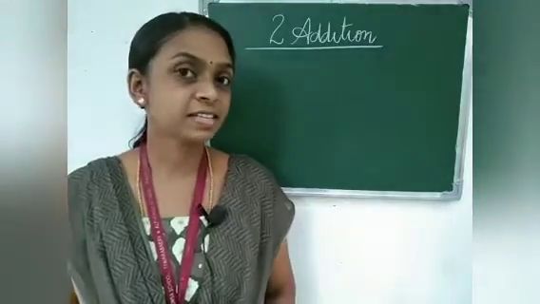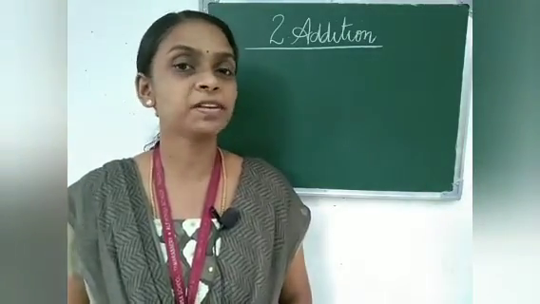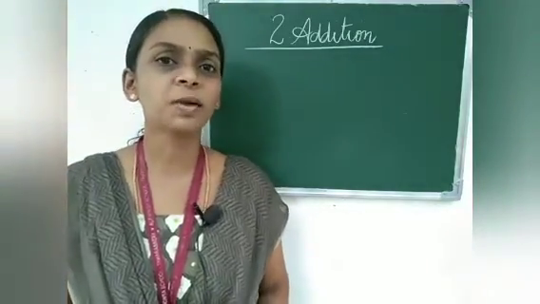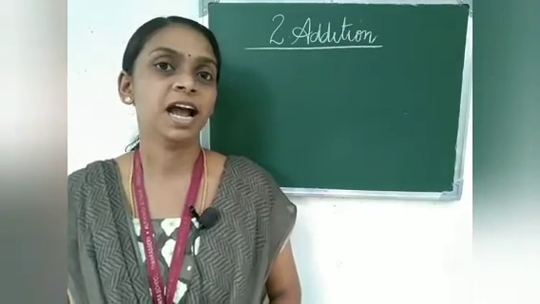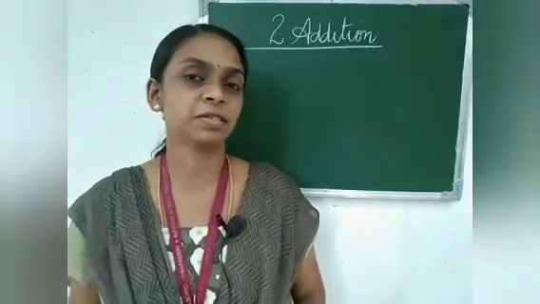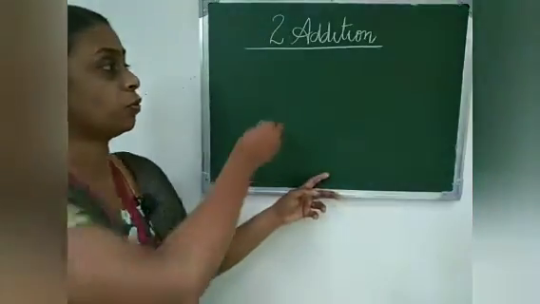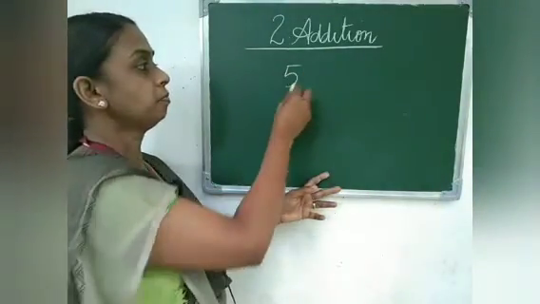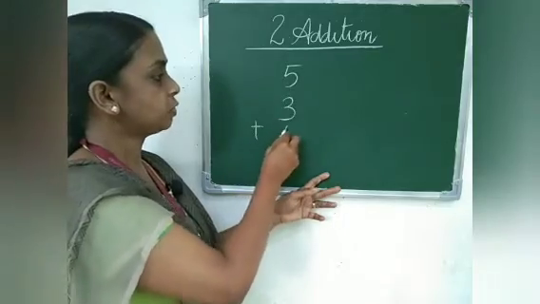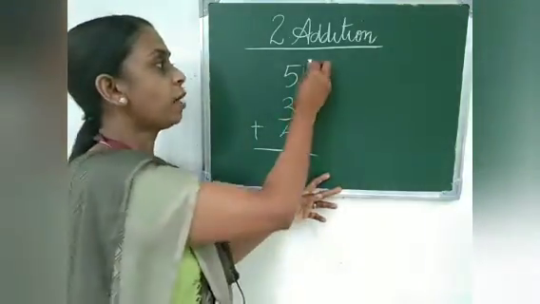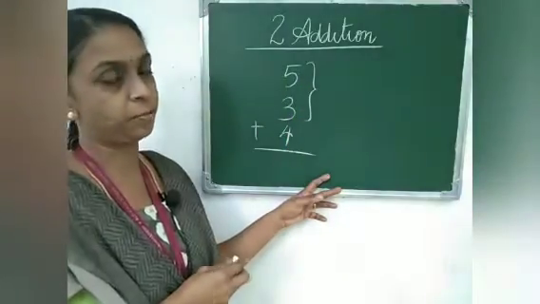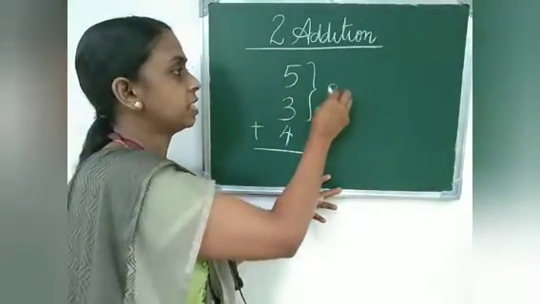Our next lesson is addition. That is the second chapter, addition. What do we learn in the chapter addition? First we learn addition of 3 numbers. Addition of 3 one-digit numbers. How will we add? I will show you one example. 5 plus 3 plus 4. First we have to add 5 and 3. 5 plus 3 is what? 5 plus 3 is 8.